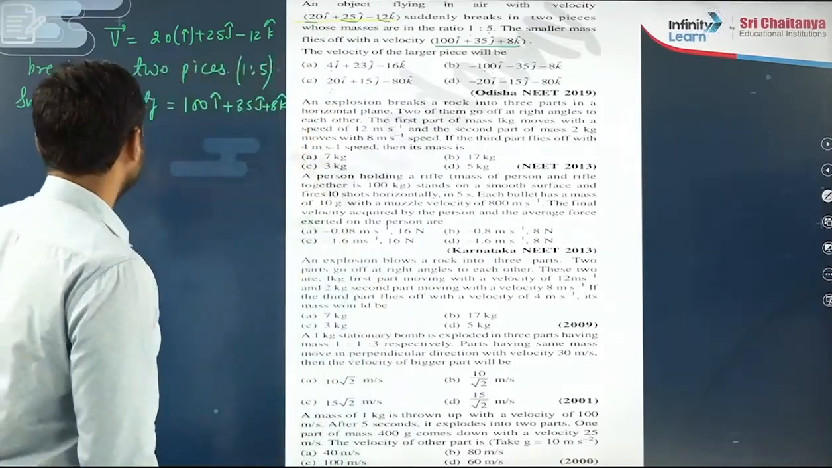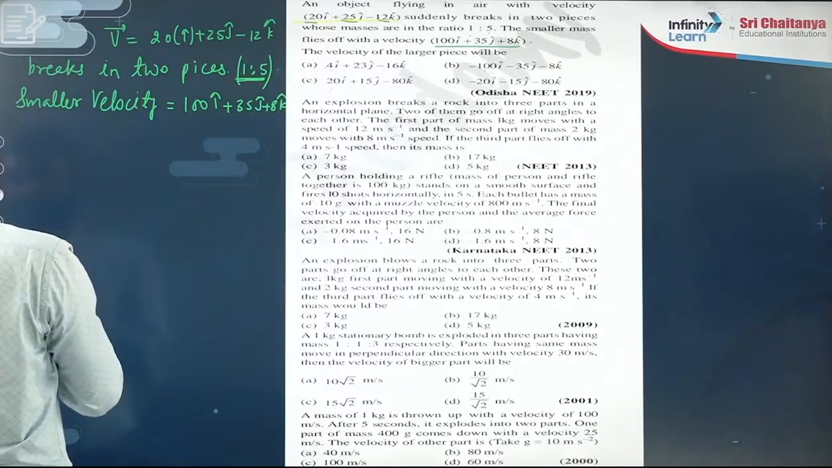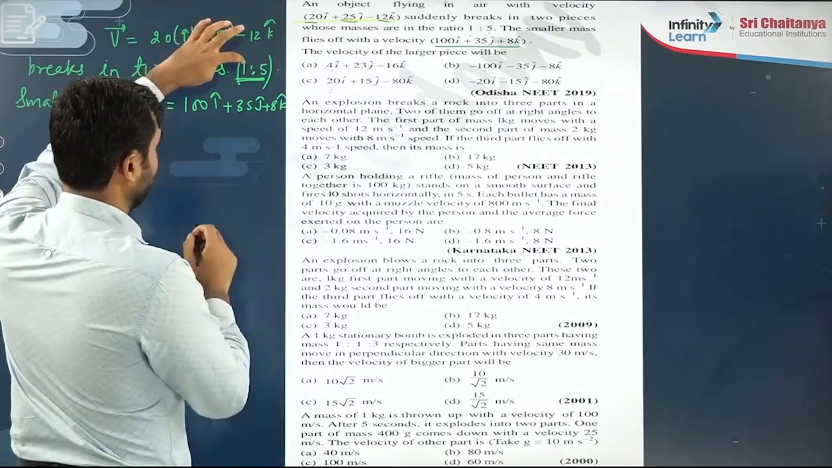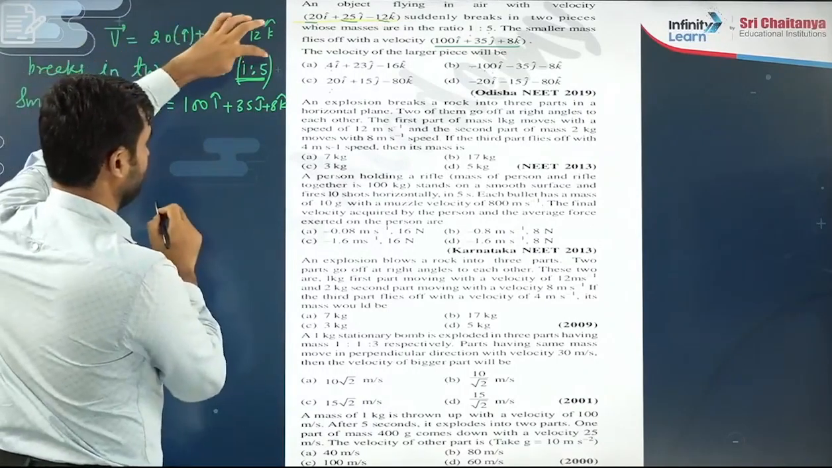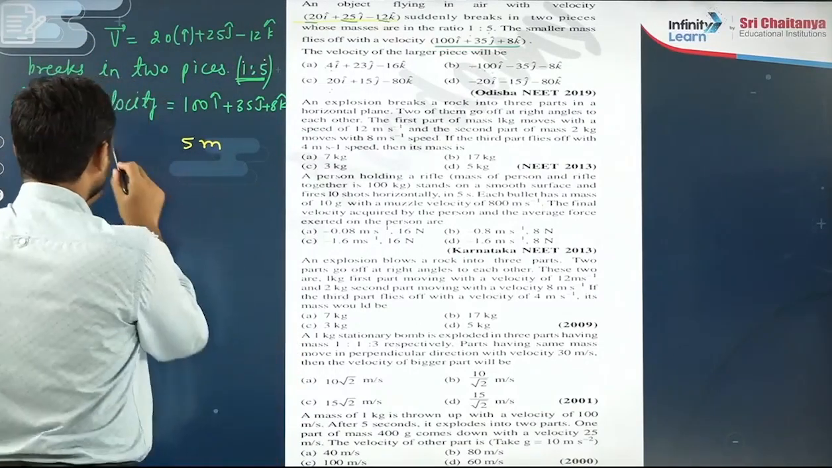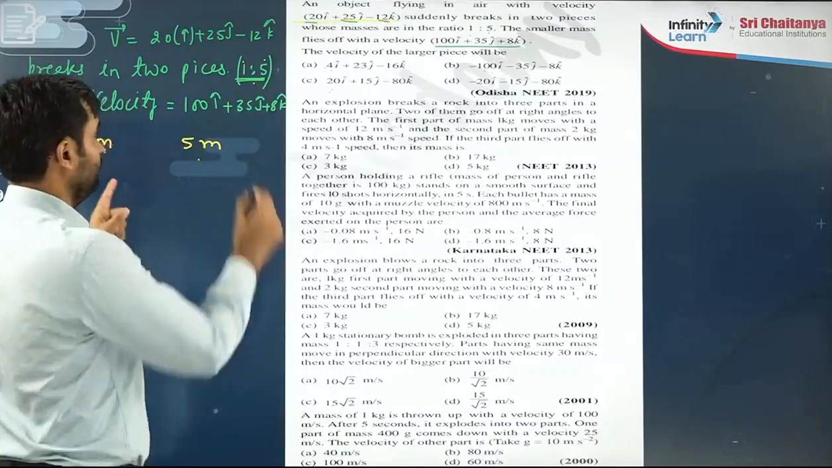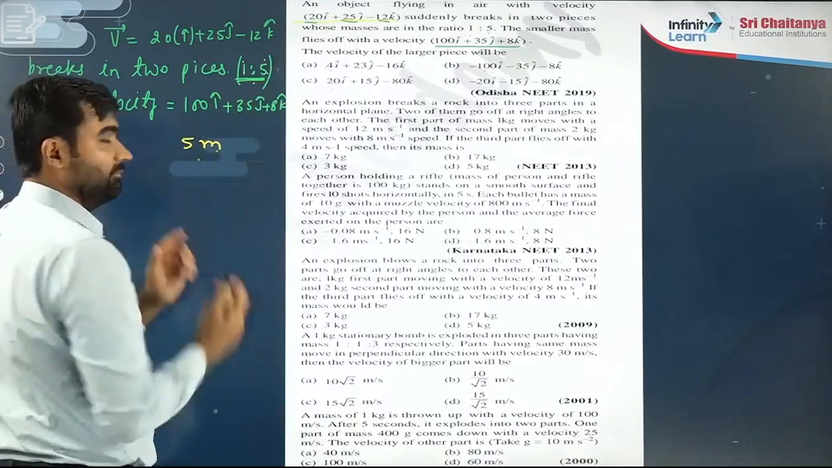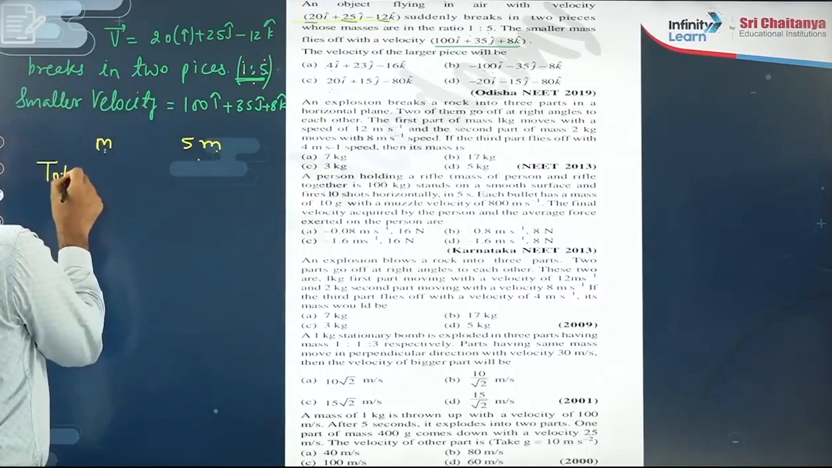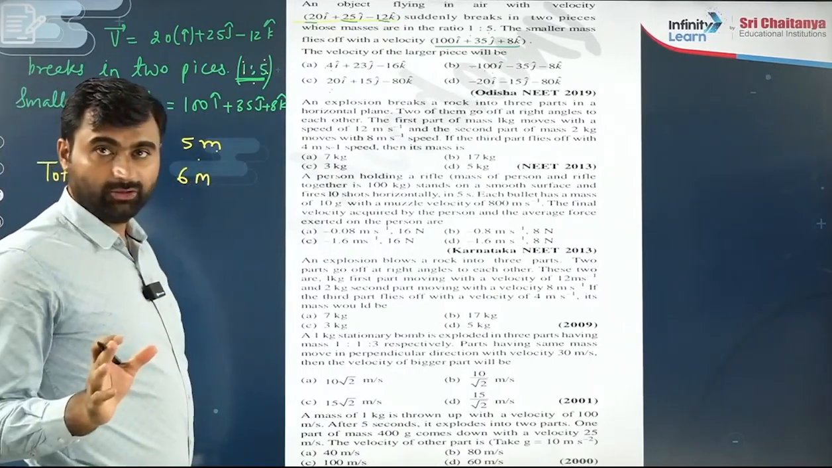Okay. Now this body breaks into two parts in ratio 1:5. So we can assume that one part has mass m and another part has mass 5m. Right or not? Now take the ratio. The mass ratio is how much? 1:5. So we assume that its mass is m, then its mass will be 5m. So total mass how much? Total mass is 6m. Agree or not?